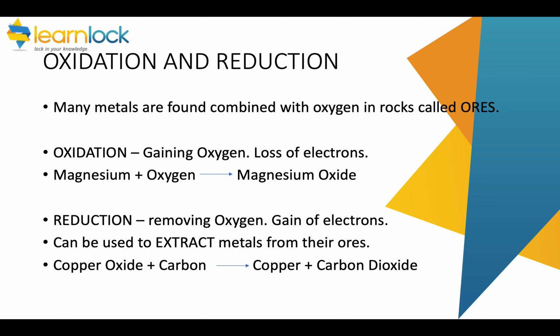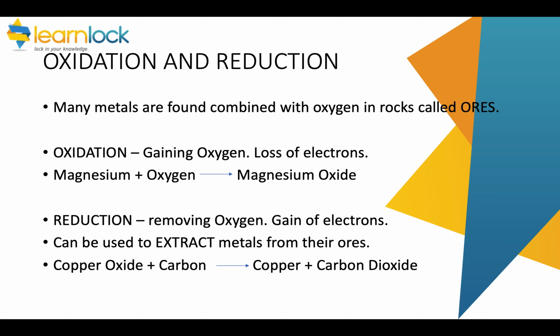Many metals are found combined with oxygen in rocks called ores. Ores contain metal and oxygen and other elements, and we'll need to learn about how we can extract a metal from its ore. To understand that, you need to know what two words mean. Oxidation means gaining oxygen or losing electrons. The example there is magnesium gaining oxygen. Reduction means removing oxygen or gaining electrons.